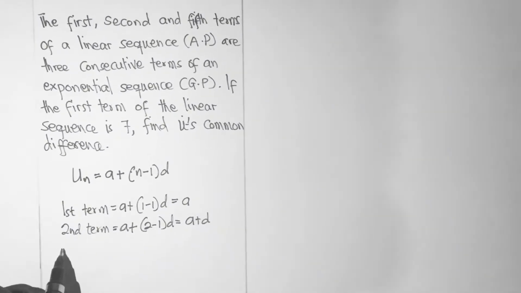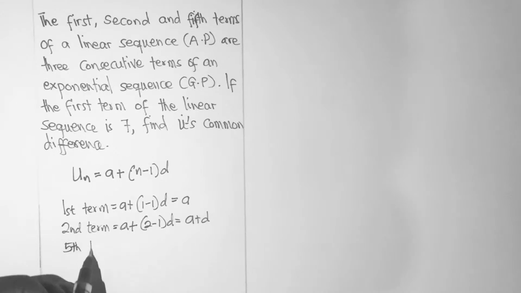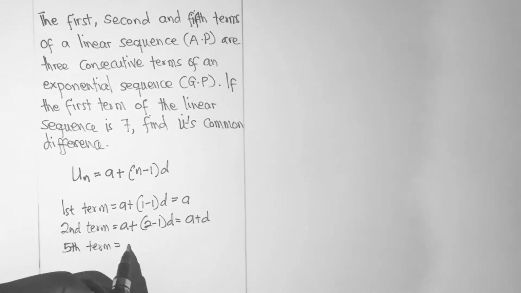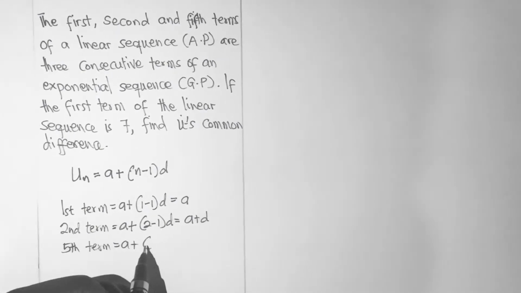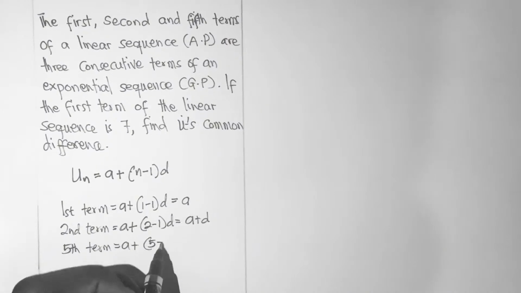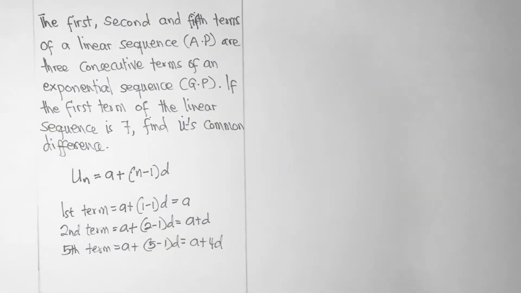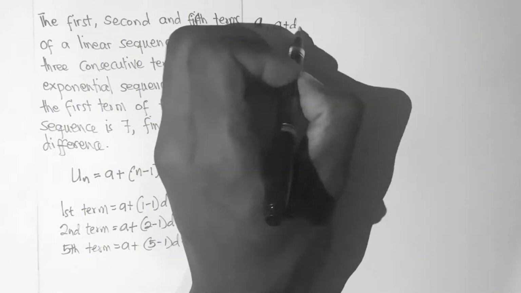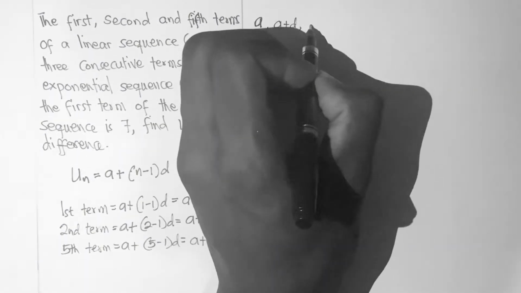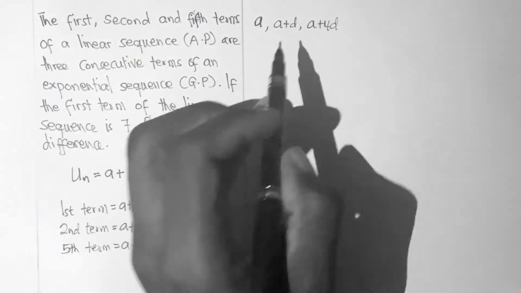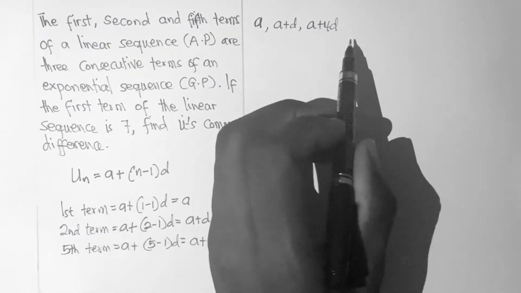Then the fifth term, so that is equal to a plus, into brackets, n is 5. So 5 minus 1 times d. And that's equal to a plus 4d. A, and then a plus d, which is the second term, and then the fifth term, a plus 4d, are consecutive terms of a geometric sequence.